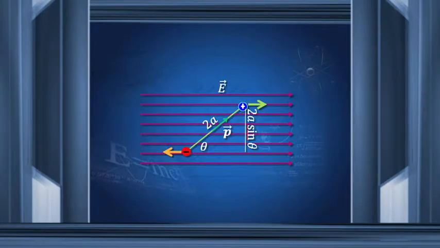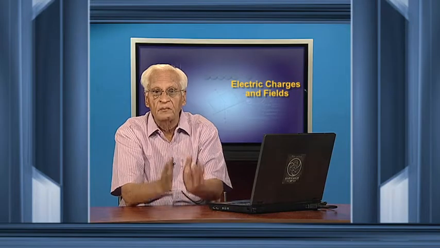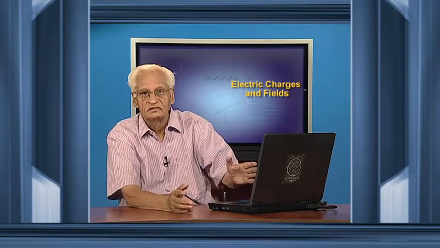This plus q moves because of the electric field, it feels a force in this direction. This minus q feels a force in this direction. These two forces are equal because the charges are equal and they are opposite. So, they form a couple.